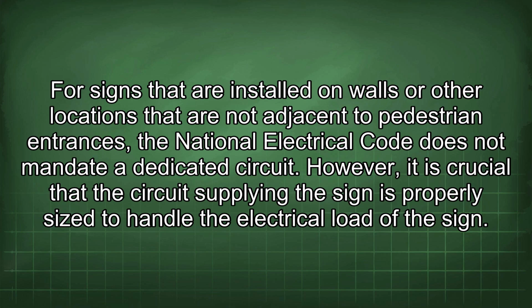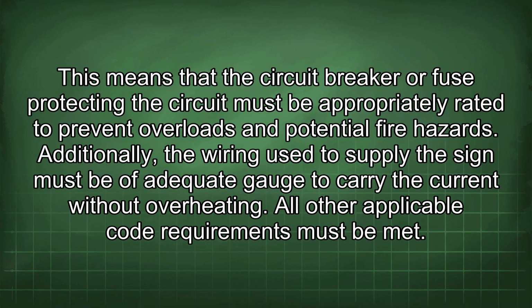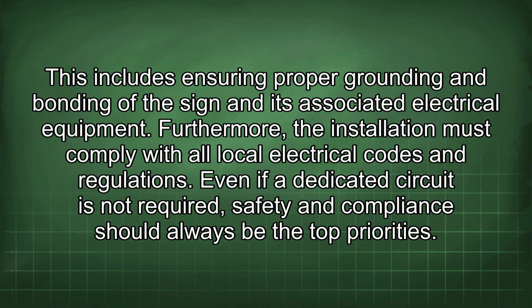However, it is crucial that the circuit supplying the sign is properly sized to handle the electrical load of the sign. This means that the circuit breaker or fuse protecting the circuit must be appropriately rated to prevent overloads and potential fire hazards. Additionally, the wiring used to supply the sign must be of adequate gauge to carry the current without overheating. All other applicable code requirements must be met. This includes ensuring proper grounding and bonding of the sign and its associated electrical equipment. Furthermore, the installation must comply with all local electrical codes and regulations. Even if a dedicated circuit is not required, safety and compliance should always be the top priorities.